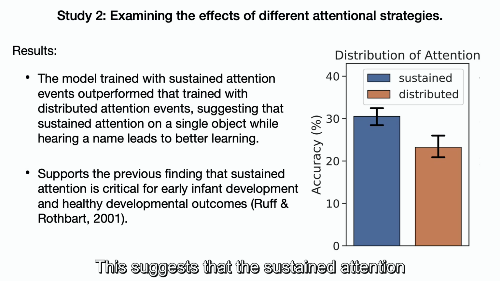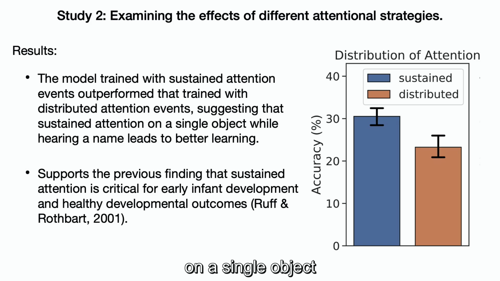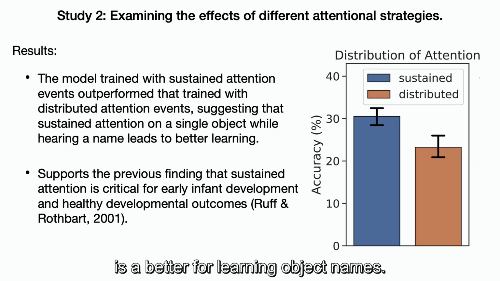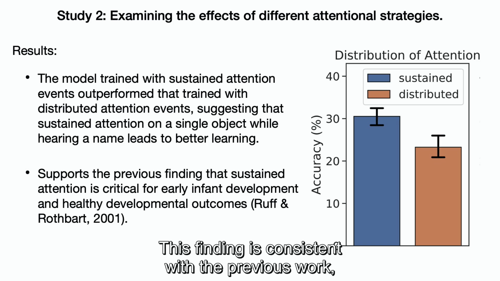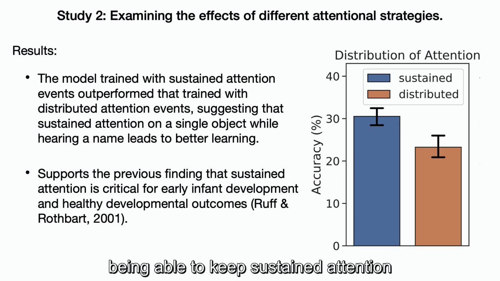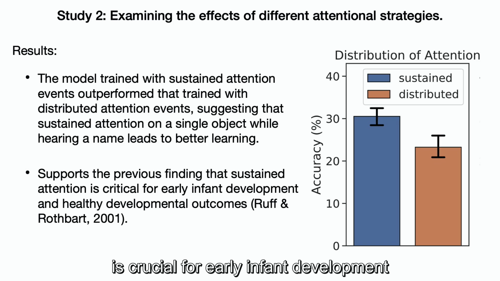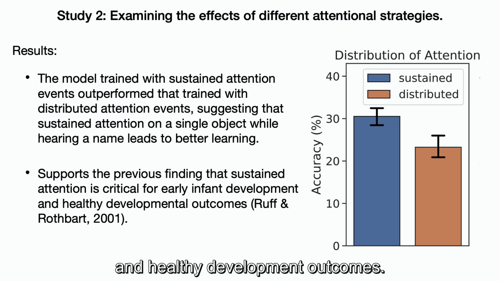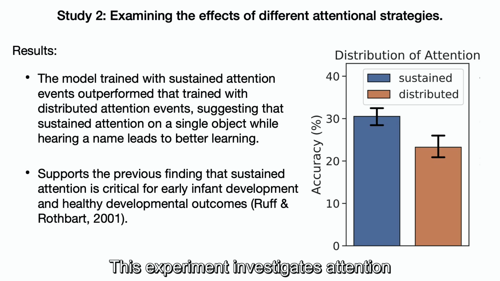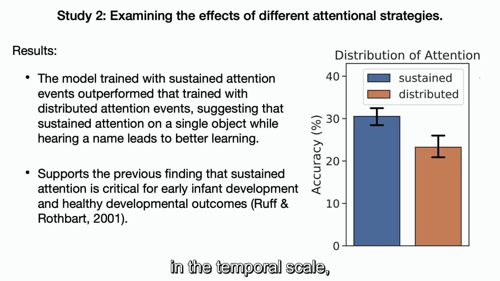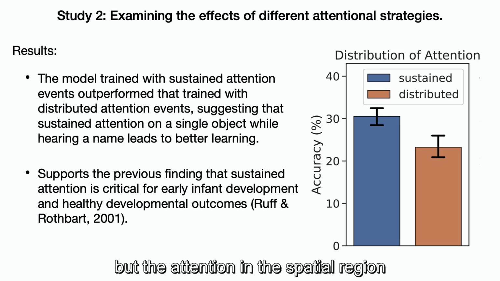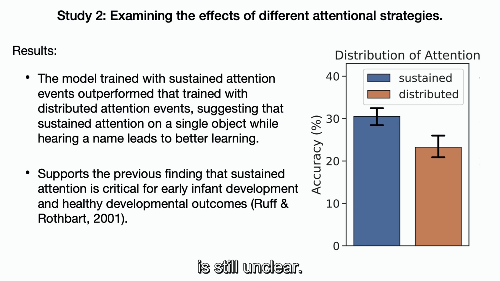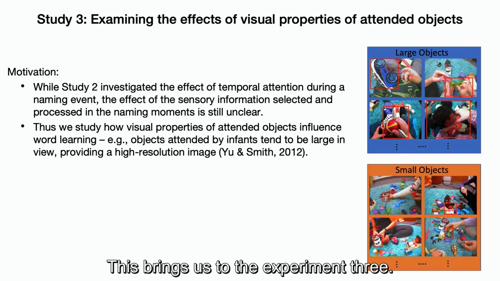This suggests that sustained attention on a single object while hearing the name of an object is better for learning object names. This finding is consistent with previous work, which states that being able to keep sustained attention is crucial for early infant development and healthy development outcomes. This experiment investigated attention in the temporal scale, but attention in the spatial region is still unclear. This brings us to experiment 3.